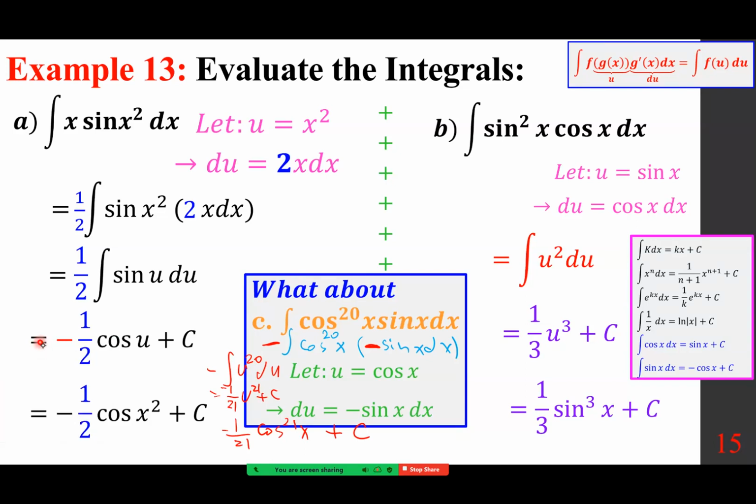So, in short, the argument has an exponent. The argument is a choice of u. Sine has the exponent. Sine is the choice of u. Cosine has the exponent. Cosine is the choice of u when sine and cosine are involved.